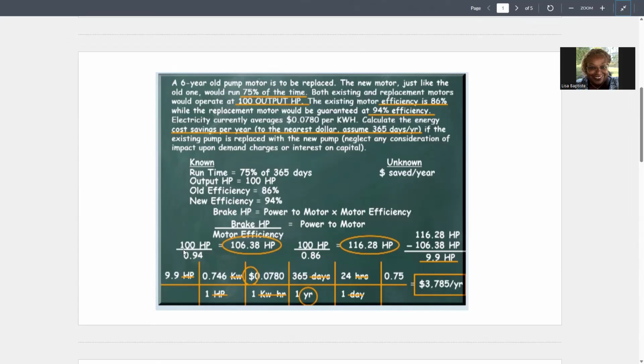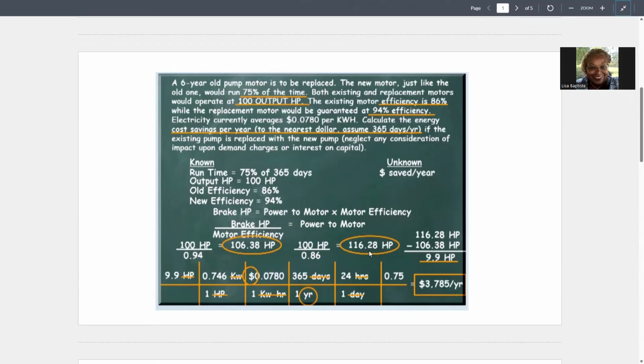So we're going to take our brake HP, which is 100 HP, and divide by our motor efficiency, which is 94%, and we want to change that to a decimal. And so we get 106.38 HP. We also want to do the same thing for our old efficiency. So 100 HP is still our output HP, and our old efficiency is 86%. We're going to change that to a decimal, and we get 0.86.